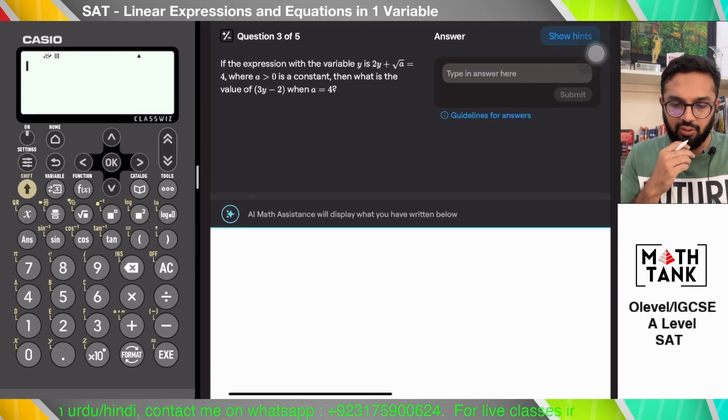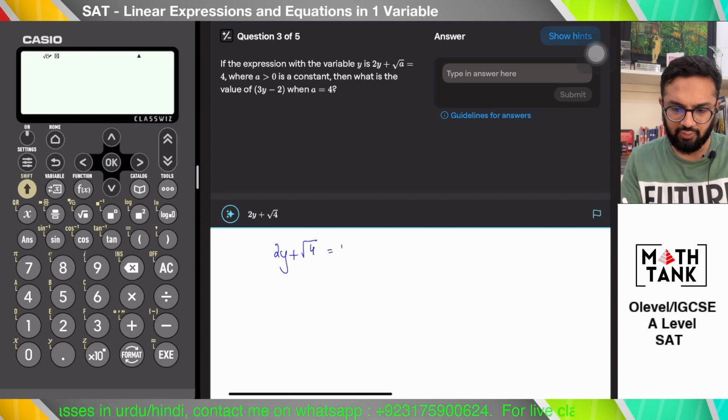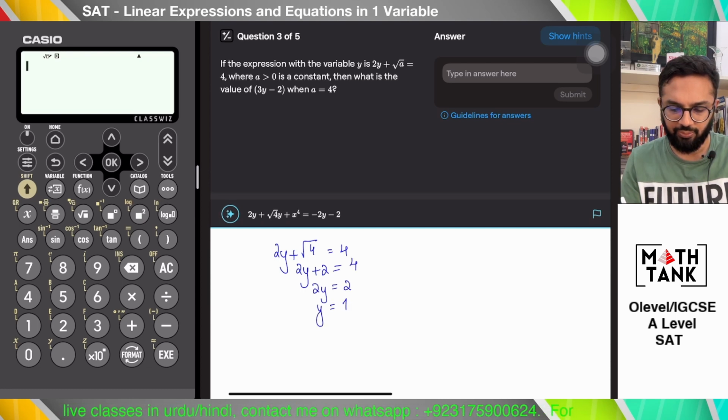If the expression with the variable y is 2y plus a, I think this is a repeated question, but let's just quickly solve this. So 2y plus 2 equals 4, 2y equals 2, y equals 1. So 3 times 1 minus 2 gives me 1.